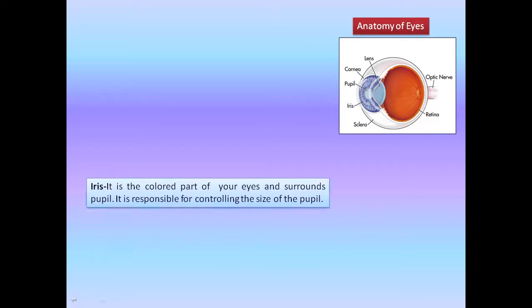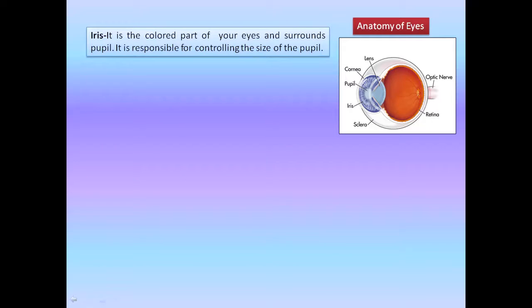Now let's study the anatomy of the eye. You can see in the picture the anatomy of the eye. It has lens, cornea, pupil, iris, sclera, retina and optic nerve. All have different functions to do. So iris, it is the colored part of your eye, and it surrounds the pupil. Here is the iris and it surrounds the pupil. It is responsible for controlling the size of the pupil.